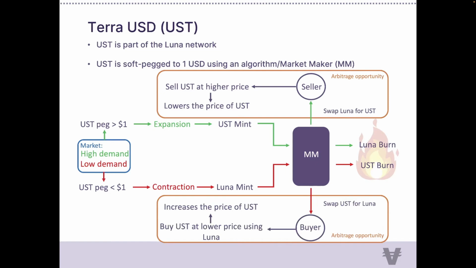People will then swap their USD for Luna, and with that Luna they will buy USD at this lower price, because it's of course below $1, and it was a given that USD would eventually return to $1. This gives this arbitrage opportunity, increasing the price of USD and keeping its peg to $1.